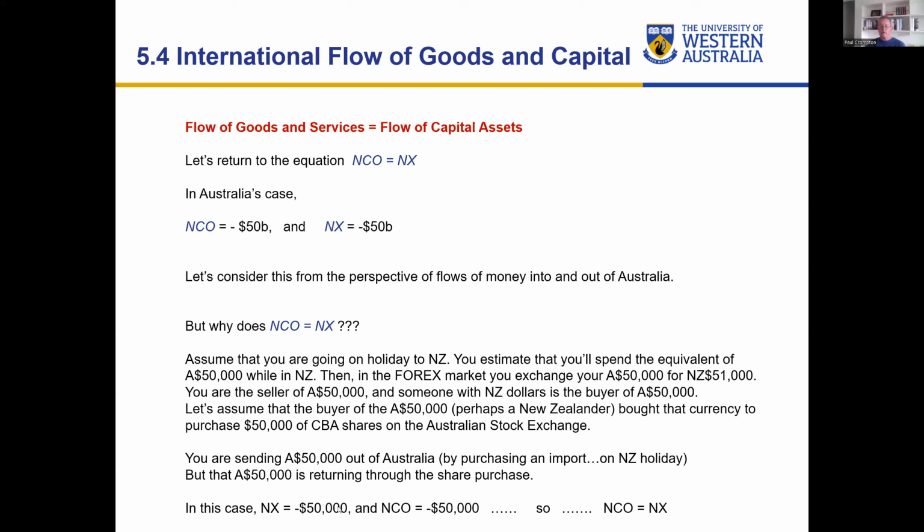Okay, and what about the foreigner? Well, they take your $50,000 and they will use it to purchase Commonwealth Bank shares. That is foreign money. So the New Zealander is in effect sending their $51,000 New Zealand into Australia. Yes, it's getting changed for Australian dollars. So they're sending the equivalent of 51,000 New Zealand into the Australian stock market to buy CBA shares worth $50,000. So that is inward foreign investment.